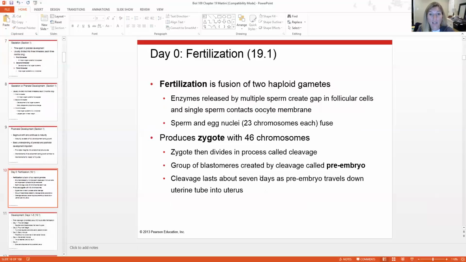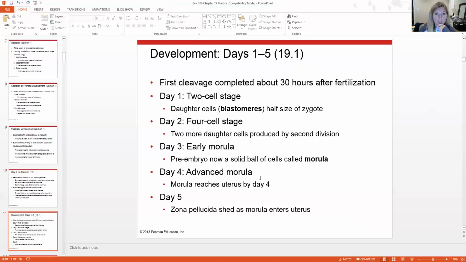The zygote will divide in a process called cleavage. This group now forms blastomeres, created by this cleavage process. It's called a pre-embryo. Cleavage lasts about 7 days as this pre-embryo travels down the uterine tube to the uterus. So again, fertilization happens in the uterine tube. Egg and sperm come together, and then they slowly divide, and now you get this little ball of cells called a pre-embryo entering the uterus after about a week after it has been fertilized.